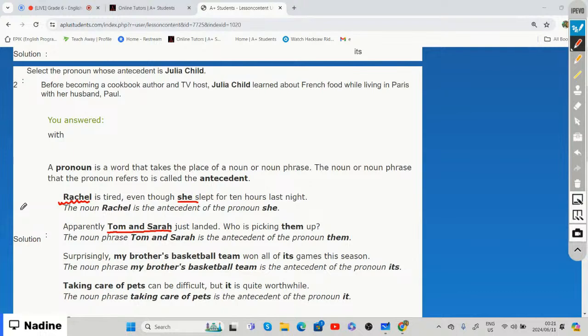Apparently Tom and Sarah just landed. Who is picking them up? So Tom and Sarah is basically our noun phrase. Them is our pronoun that is referring back to Tom and Sarah, because they are landing. So now they want to know who is picking Tom and Sarah up. So them is our pronoun.